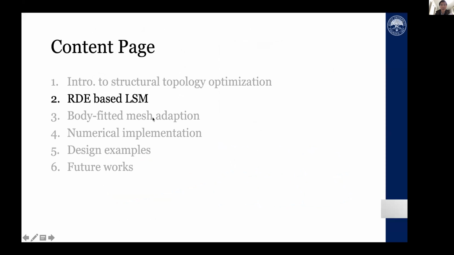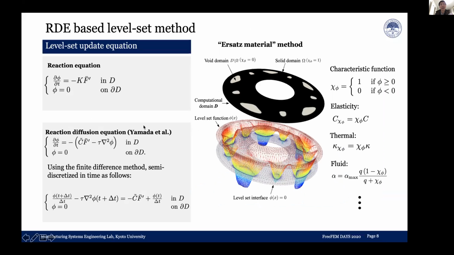So to overcome such a problem, here we'd like to introduce our level set method based on the reaction diffusion equation. The idea is to represent the presence or absence of the material in the design domain over time, using the sign of the level set function. We assume that the variations of the level set function are proportional to the topological sensitivity, J prime here.